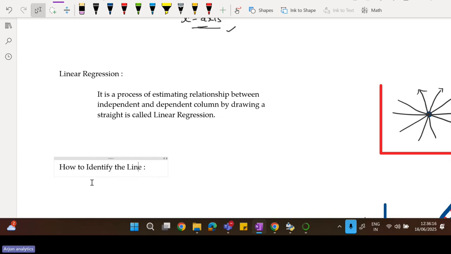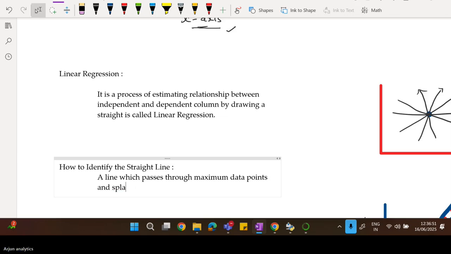The straight line. See, how to identify this one: it is a line which passes through the maximum data points and is placed very close to the other data points. The line which passes through the maximum data points and is placed very close to other data points is the straight line which helps us.